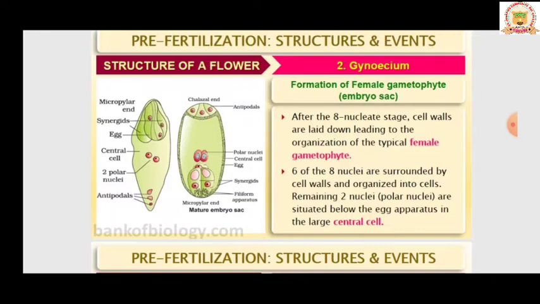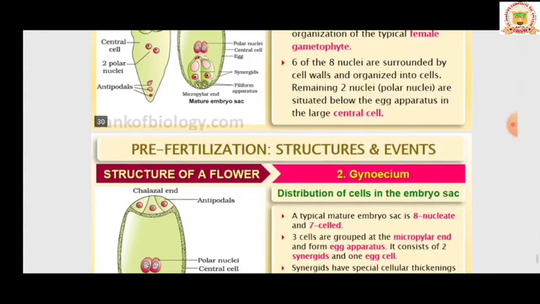Among the 8-nucleate stage, 6 are going to develop, surrounded by cell walls, and organized into cells. The remaining 2 will remain without cell walls as nuclei. They are termed polar nuclei and they are situated below the egg apparatus in a large central cell. In this way, the synergids, antipodal cells and polar nuclei form in the ovule.